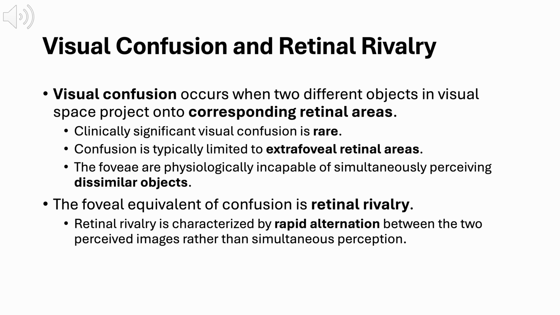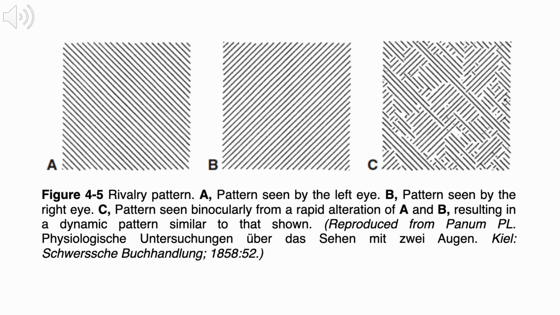At the fovea, the system behaves differently. Instead of confusion, you get retinal rivalry. When each fovea is stimulated by a different image, the brain doesn't merge them. Instead, perception alternates. One image dominates briefly, then the other takes over. So the distinction is this. In the periphery, mismatched images can produce confusion. At the fovea, mismatched images produce rivalry. The brain avoids seeing two things at once by rapidly switching between them.